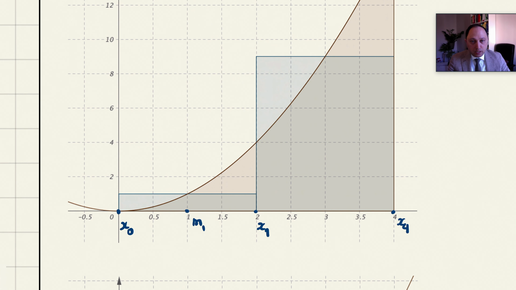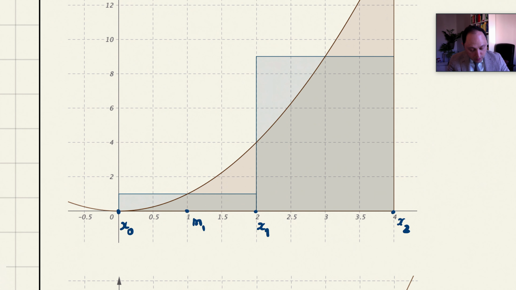I do the same thing for the second interval. Sorry, I made a very serious mistake. I don't know why I jumped to 4 suddenly. x0, x1, x2. Yes, sorry for that. Now I do the same thing for the second interval.